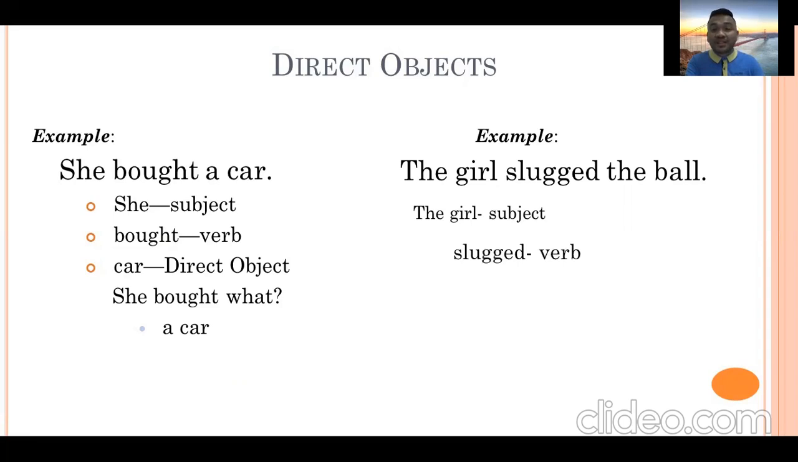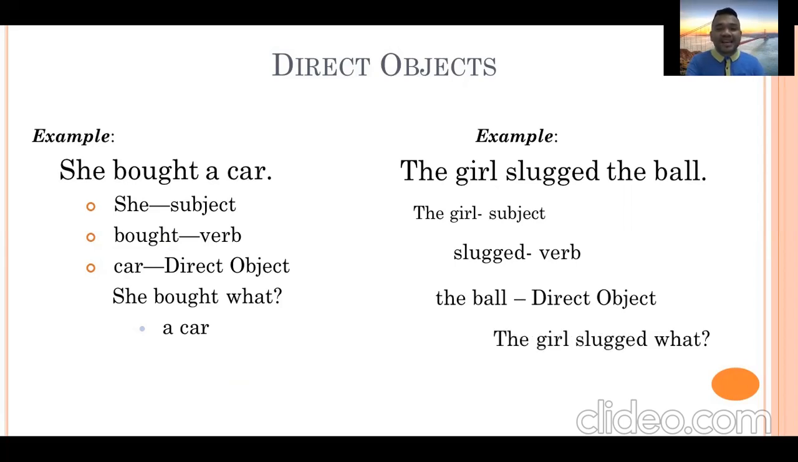So we have here the girl as the subject, and slugged is the verb. And again, after the action verb slugged, we always have the direct object. So the direct object in this particular sentence is the ball. The girl slugged what? Like I said, the ball. So the ball here is the direct object.